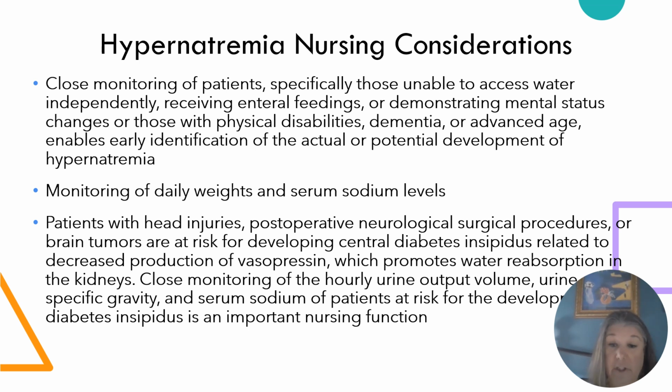Nursing considerations. So close monitoring, right? We want to have early recognition of patients at risk for hypernatremia. We're going to be watching those I's and O's. We specifically want to pay attention to people maybe on enteral feedings, maybe who can't access water on their own, so dementia, advanced age, stuff like that. We want to make sure that people are hydrating adequately.